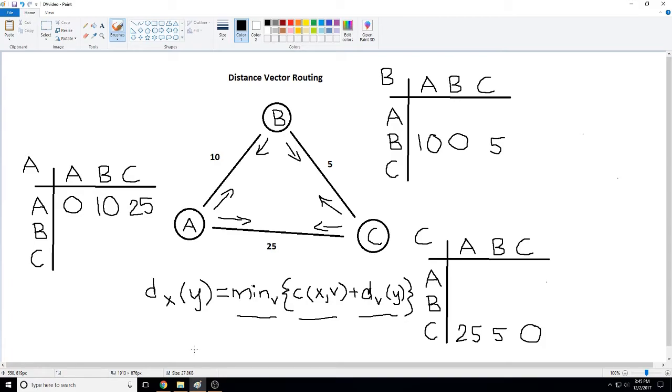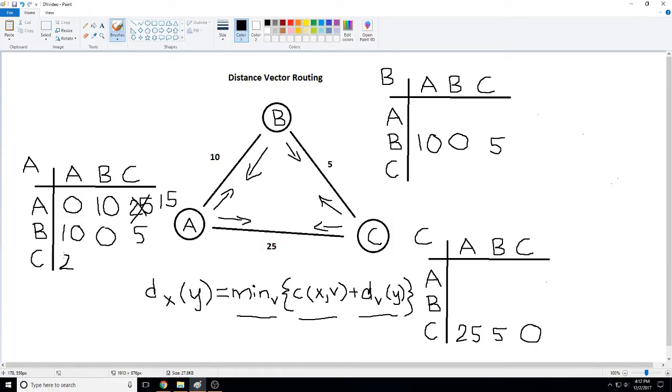Using the Bellman-Ford equation, the distances will be computed as a minimum of the sums of all distances to every other node through any intermediate node. Now, what does that actually mean? Well, A's routing table receives B's distance vector. A knows the cost between A and B is 10, and now knows the distance between B and C is 5. Therefore, it can update its shortest path to C in its routing table, which is no longer 25, but now 15.